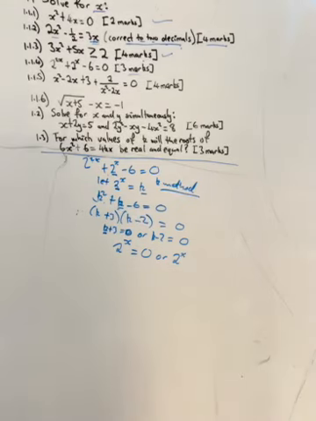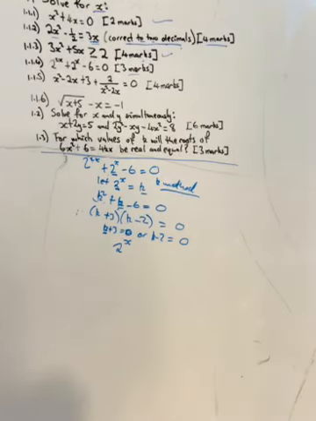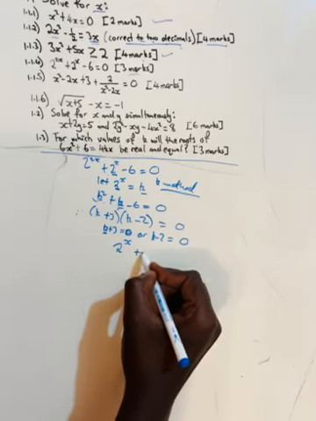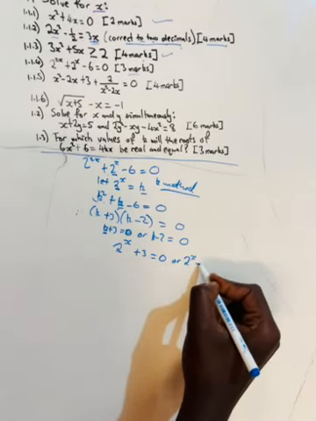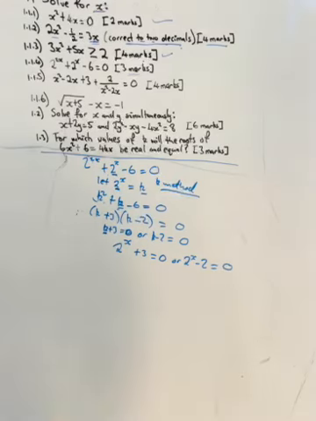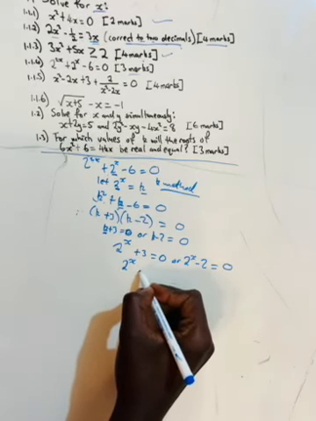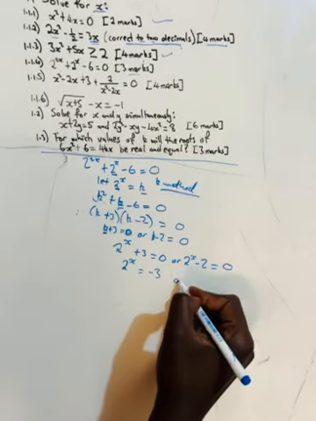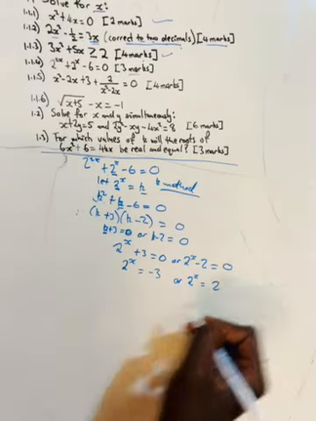Wait a minute, I made a mistake here. I'm supposed to say 2 to the power x plus 3 is equal to 0, or 2 to the power x minus 2 is equal to 0, right? Now, I transpose this positive 3, I've got 2 to the power x, which is equal to negative 3, right? Or, on the other side, 2 to the power x is equal to positive 2.